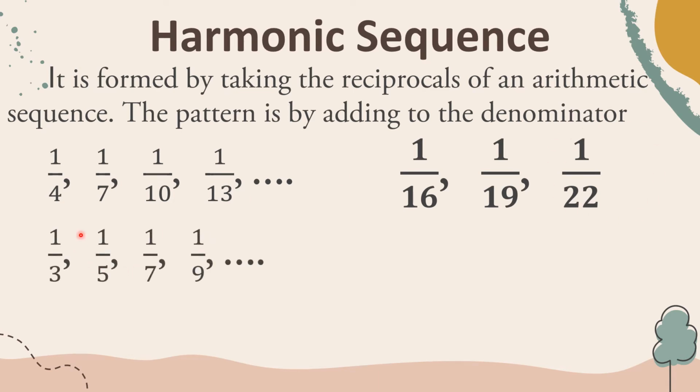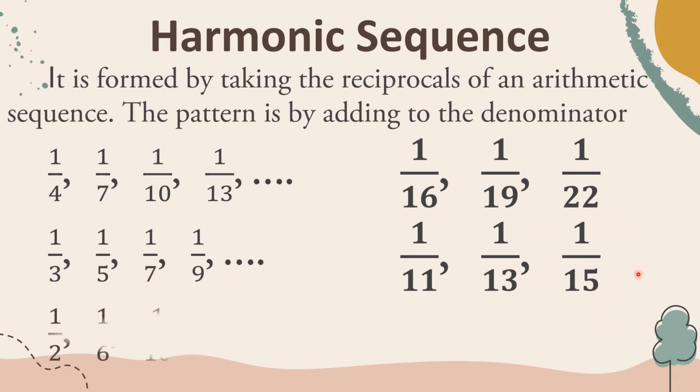Next example: 1 over 3, 1 over 5, 1 over 7, and 1 over 9. What could be the number to be added in the denominator? That is 2. 3 plus 2, 5 plus 2, 7 plus 2, 9. So 9 plus 2 is 11, so 1 over 11. Plus 2, 13, 1 over 13. Plus 2, 15, so 1 over 15.